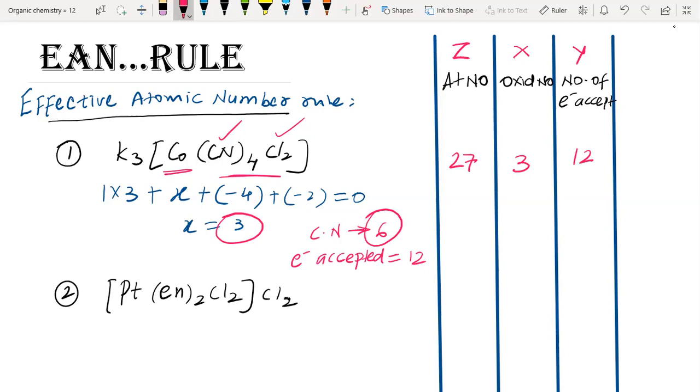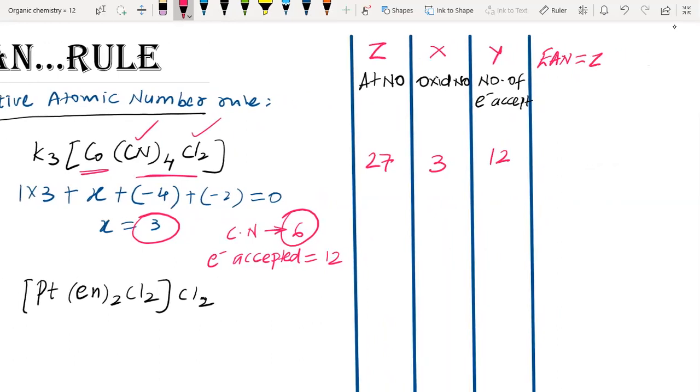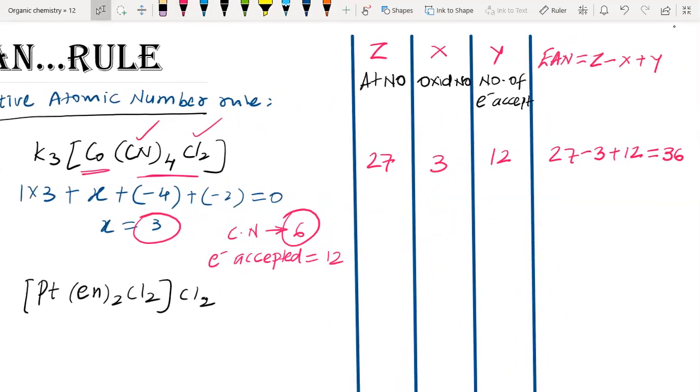Now, how to calculate EAN? EAN is equal to Z minus X plus Y, meaning 27 minus 3 plus 12. The answer which we get is 36. So 36 is the EAN value.